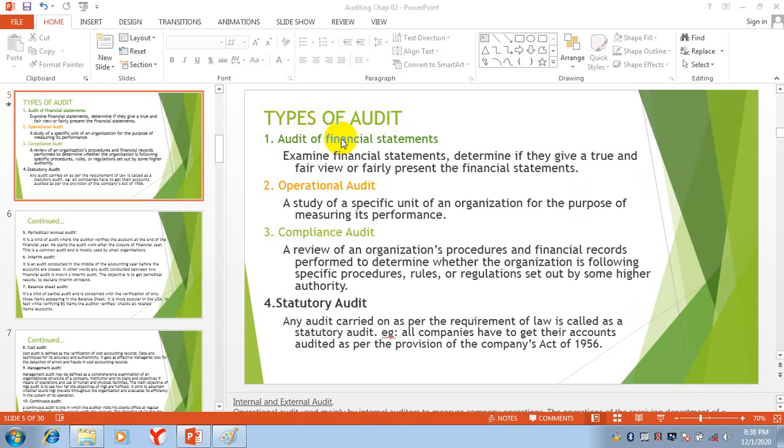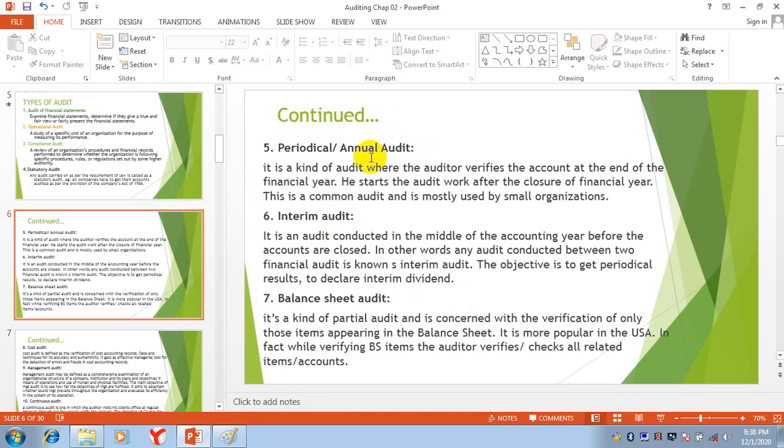We discussed different types of audit of financial statements: operational audit, compliance audit, statutory audit. Basically, the difference between statutory audit and annual audit is that statutory audit is for the joint stock companies, and annual audit is basically for the small organizations. Then we discussed interim audit and balance sheet audit.